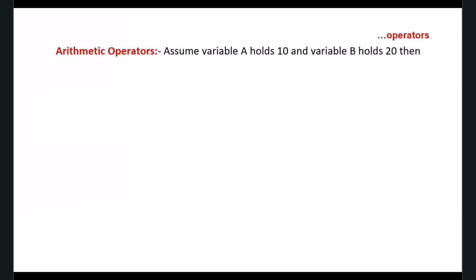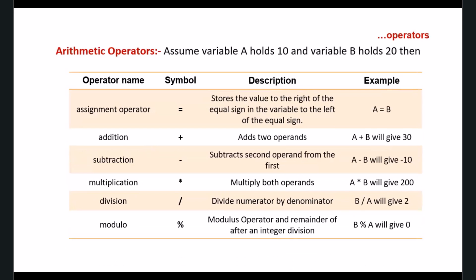To start with, the arithmetic operators. Assume a variable A holds 10 and variable B holds 20. Then we can perform various arithmetic operations, like the assignment operator A is equal to B. Let me annotate so that I can explain it to you.